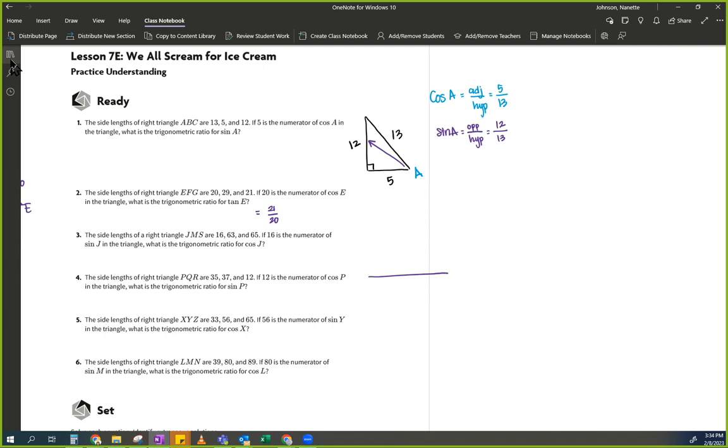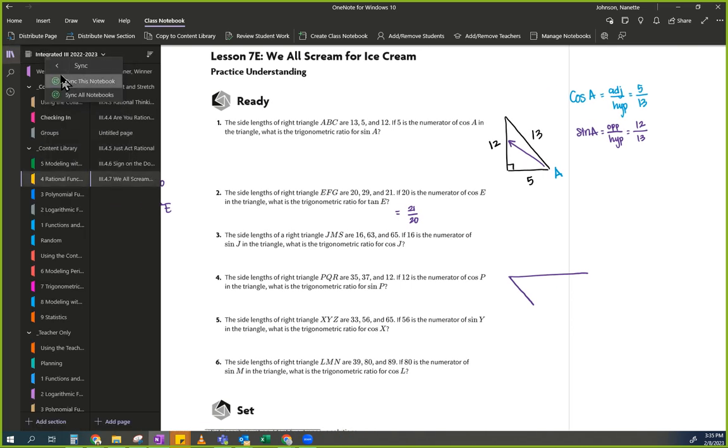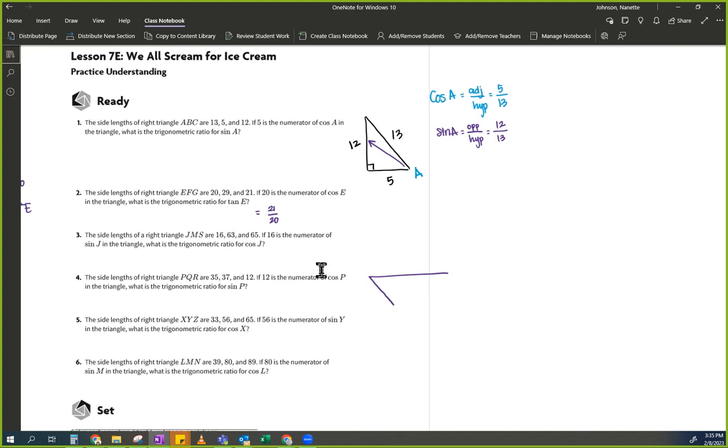Let me try syncing this. It's not syncing. All right, let me try one more thing. Right, there it goes. Okay, so then I'm just going to label the other two sides 33 and 56. Okay. It is going to catch up, I promise. It's just a little slow. Oh, there it goes.